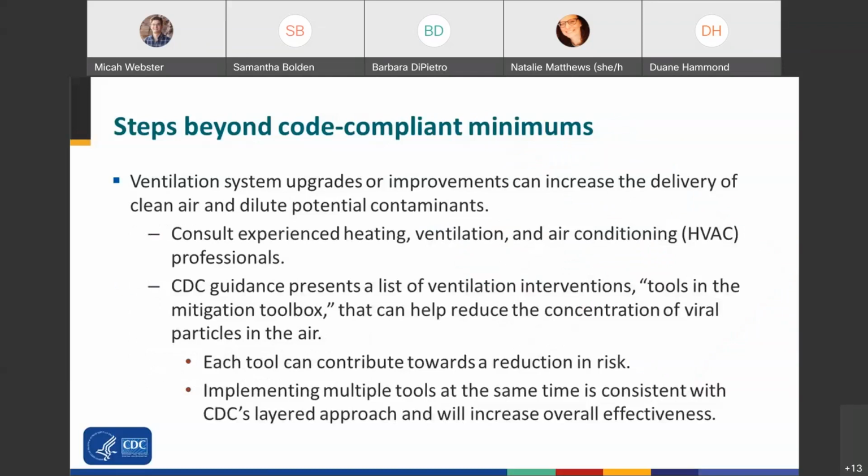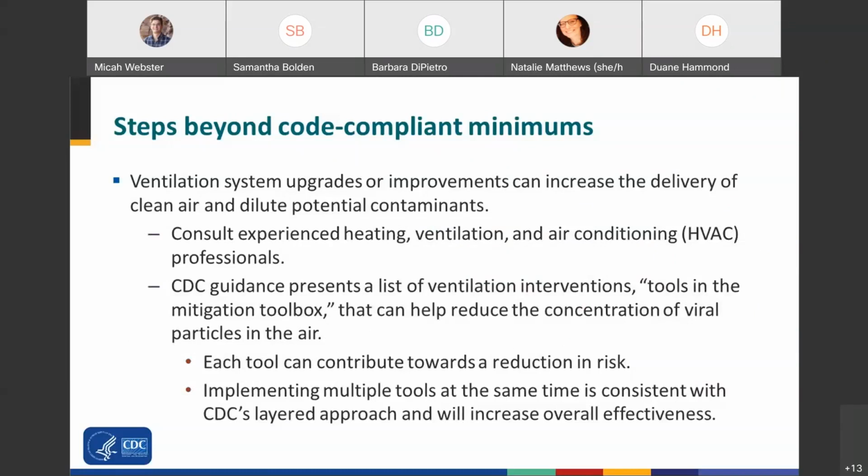So beyond just code compliant minimums, there's some steps that can be taken. Ventilation system upgrades or improvements can increase the delivery of clean air and dilute potential contaminants, but it's important to note that consulting an experienced HVAC professional is very important, so you don't make mistakes when trying to make improvements.